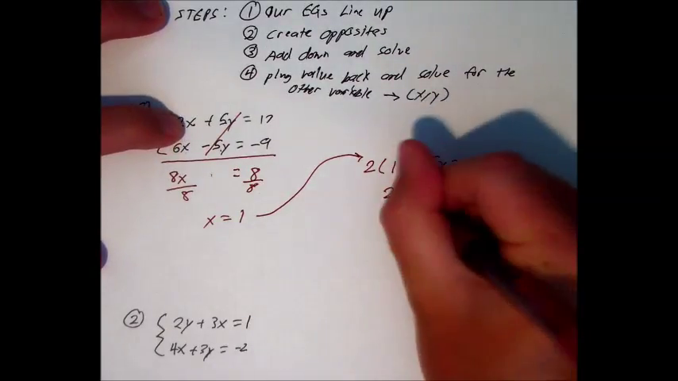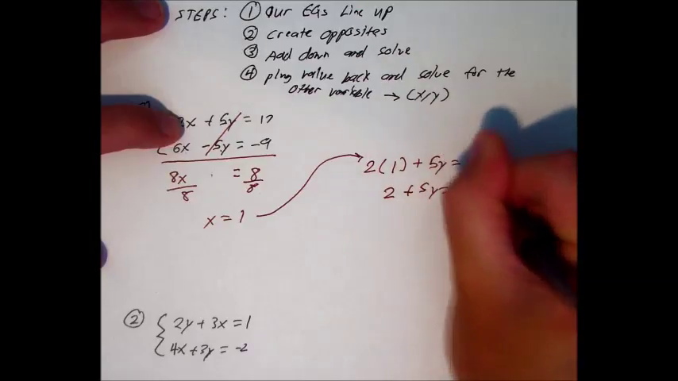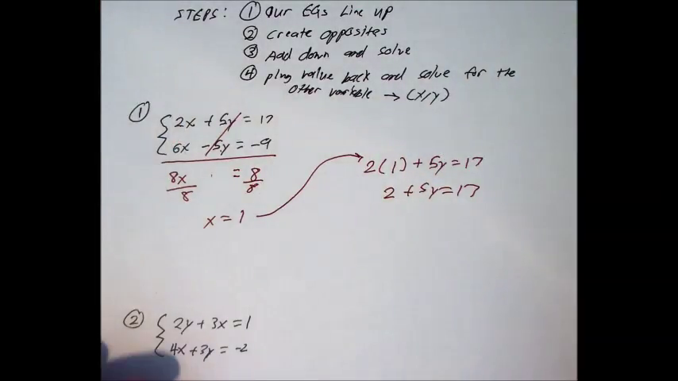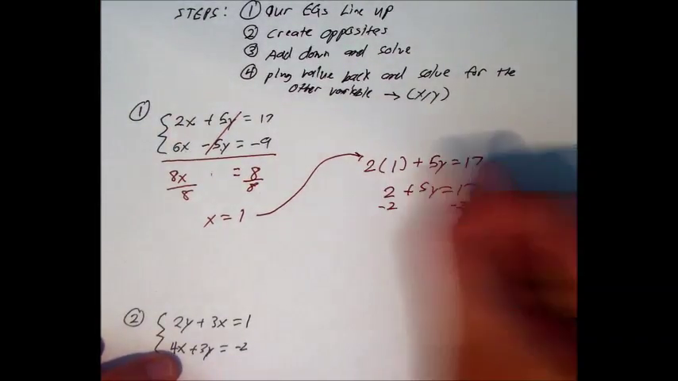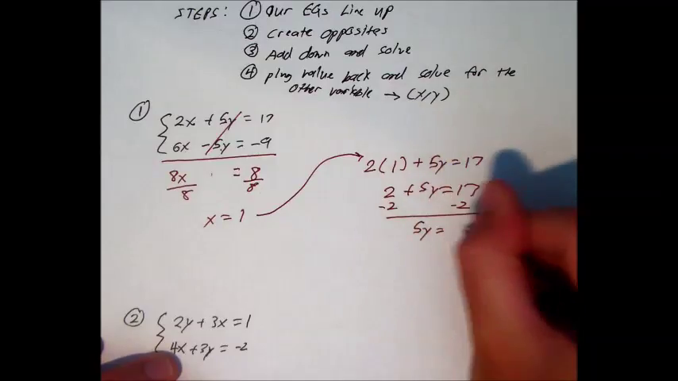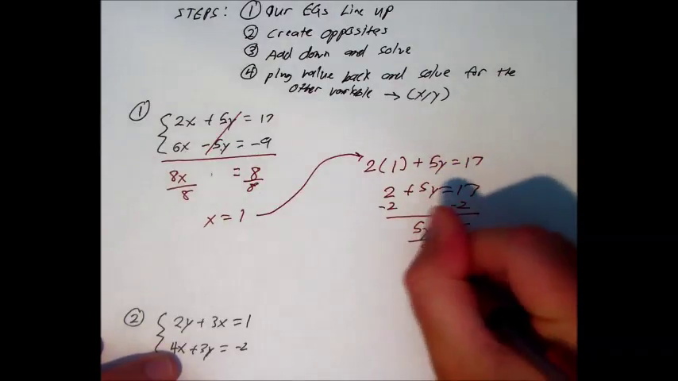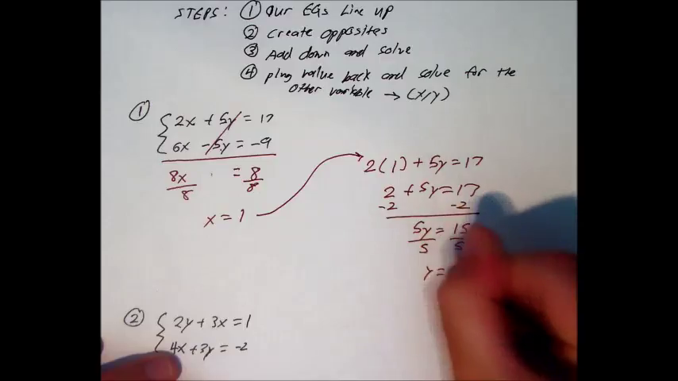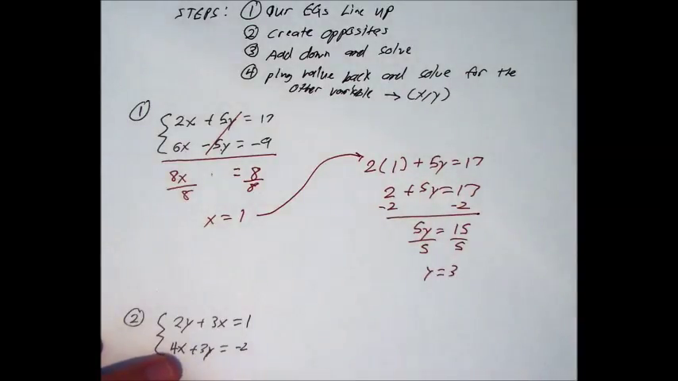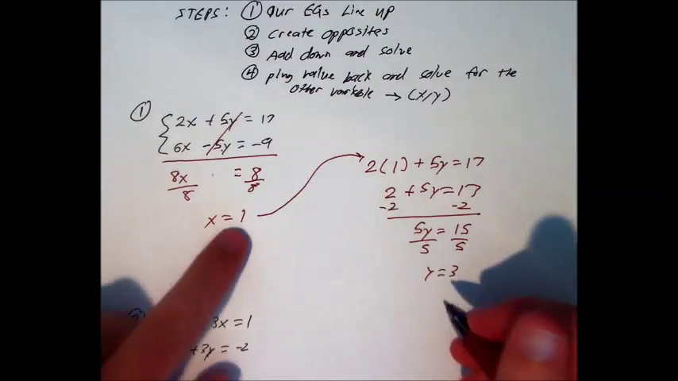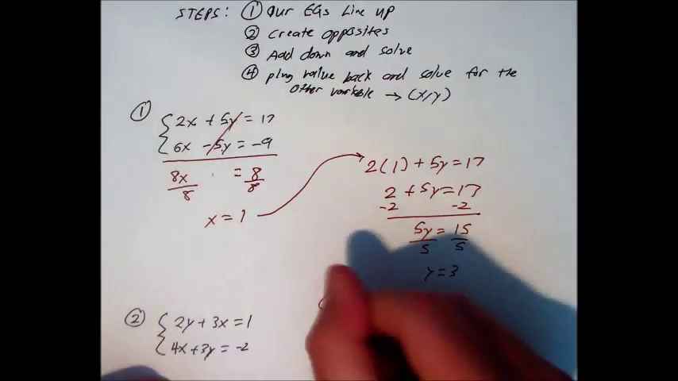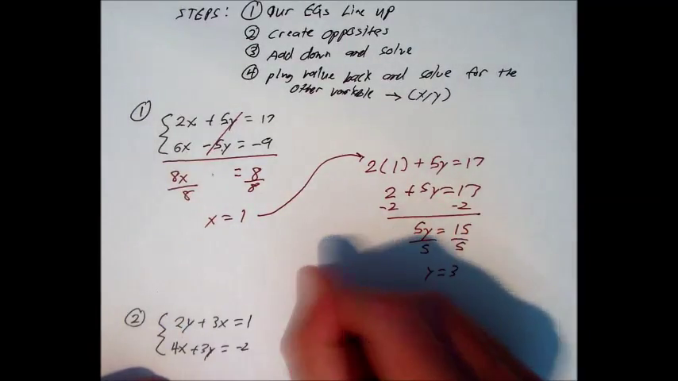2 times 1 is 2, plus 5y equals 17. Okay, keep solving. Minus 2, 5y equals 15. Divide by 5, y equals 3. Remember, your final answer is always a coordinate point, which is going to be x comma y. So x comma y.